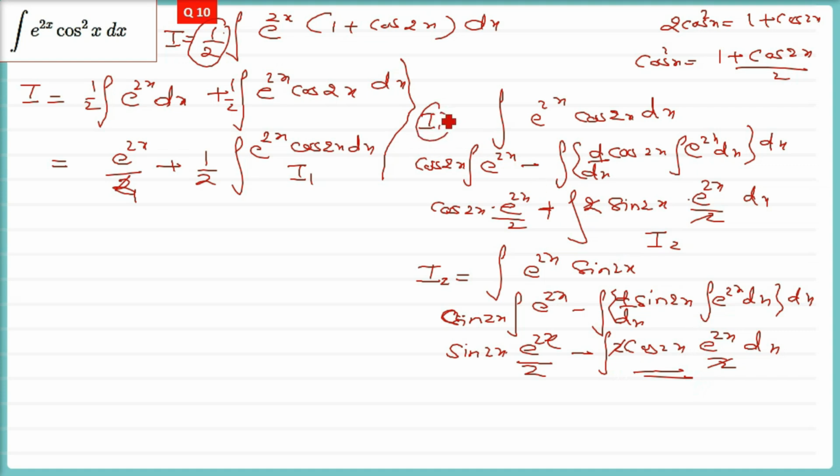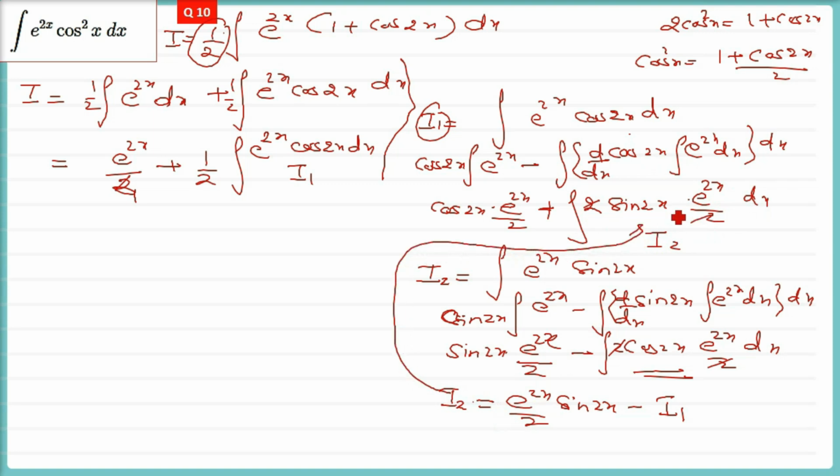Now what do you see here? This is actually I1, I told you, e raised 2x cos 2x dx. I am assuming it to be I1, and it is actually I1 only which is coming again. So e raised 2x by 2 sin 2x minus I1 is equal to I2. Now this I2 has to go there. I'm just trying to divide and conquer. So I'm bringing this I2 here, and this whole has to be placed in place of I1. So let's write I1 first.